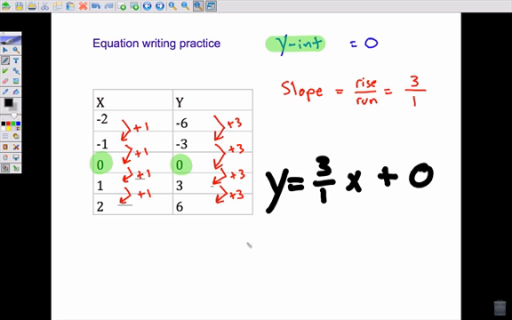Now you also could have written down several other things, okay? All of these are acceptable to me. You could have written y equals 3x plus 0. You could have written y equals 3x. You could have written y equals 3 over 1 x. Okay? Any of those things are fine with me.